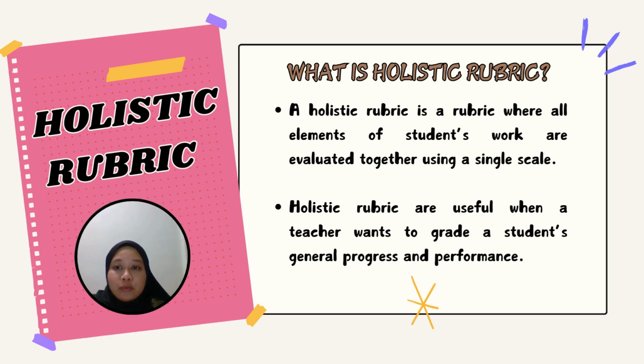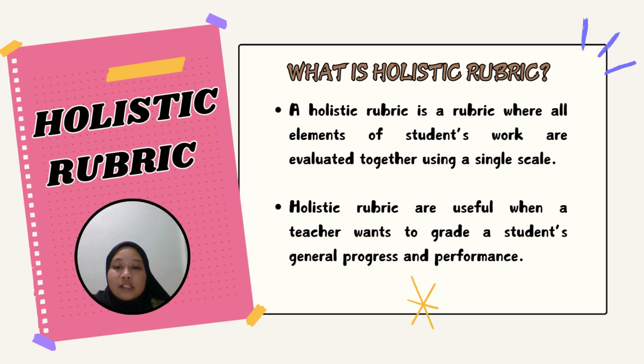Next is the holistic rubric. What is a holistic rubric? A holistic rubric is a rubric where all elements of students' work are evaluated together using a single scale, with all criteria to be included in the evaluation being considered together. For example, clarity, organization, and mechanics. With a holistic rubric, the rater assigns a single score, usually on a 1 to 4 or 1 to 6 point scale, based on an overall judgment of the student work. The raters match an entire piece of student work to a single description on the scale.